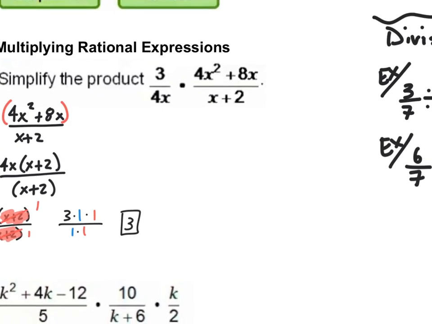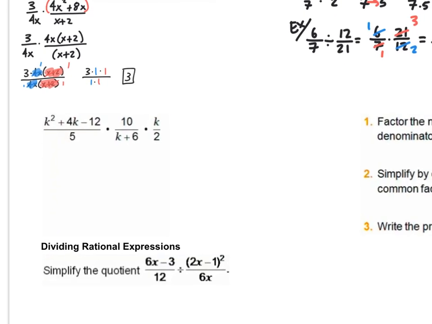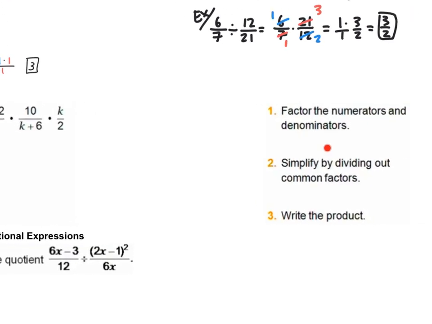All right, so that's kind of how I operate. Factor first, always factor whatever you can, see what things divide out, and then simplify, okay? All right, so now that's the same thing that they say here: factor the numerators and denominators, simplify by dividing out common factors, and then write the product.